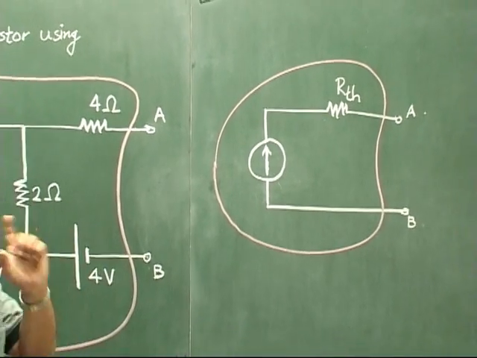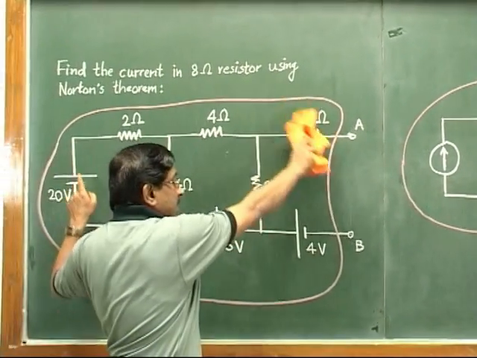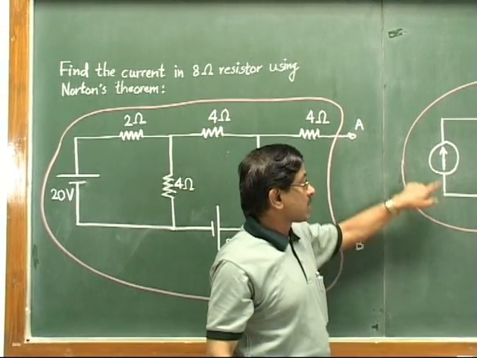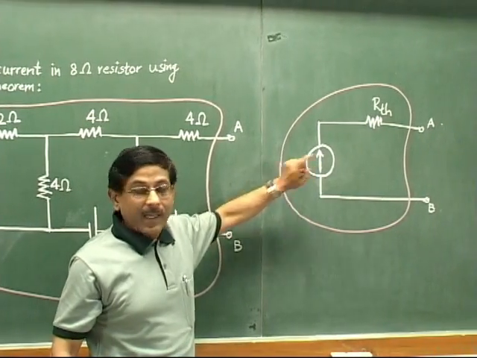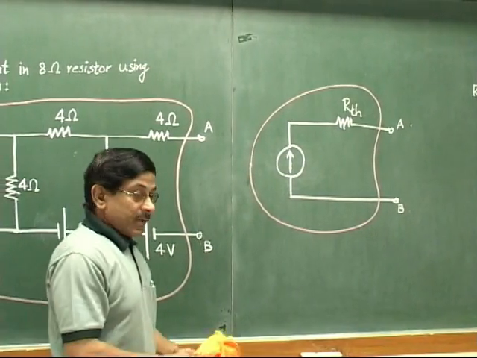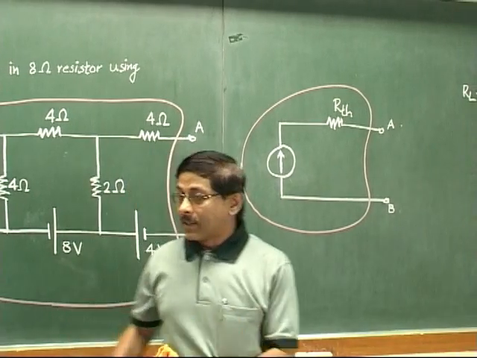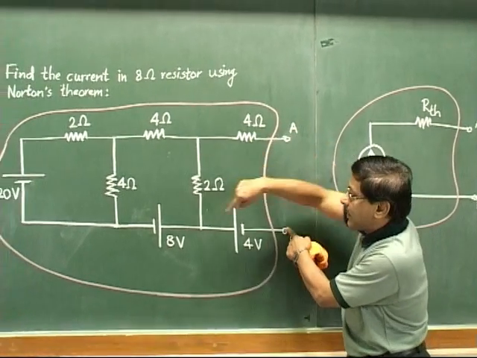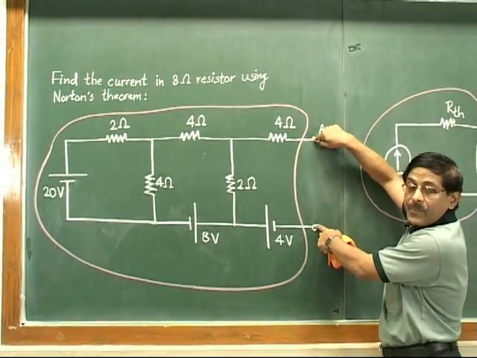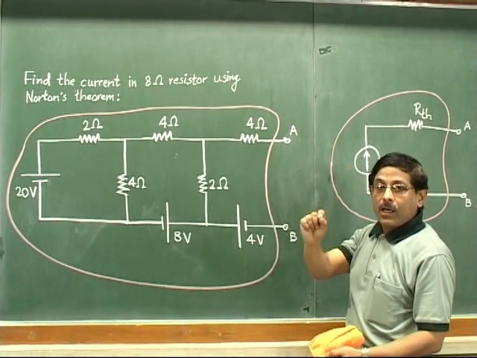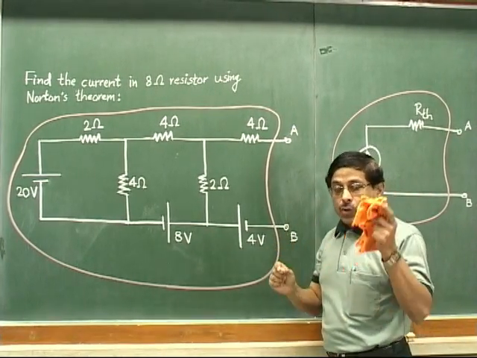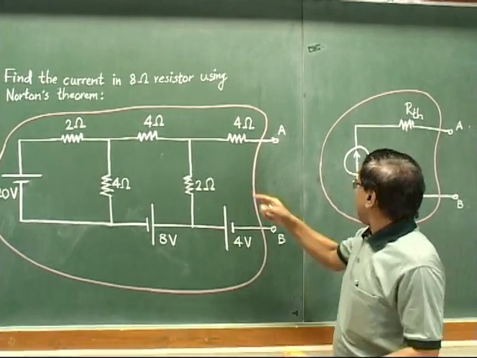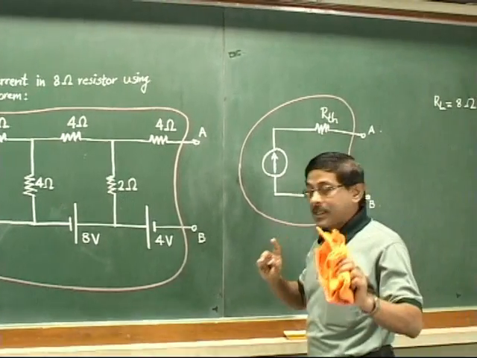So the idea is to convert this entire circuit into a single equivalent current source, to be shown here like this. And then the second thing in Norton's theorem is that across these two points, this entire circuit would give some single equivalent value of resistance. Also we have seen it in Thevenin's theorem, and we called it RTH.